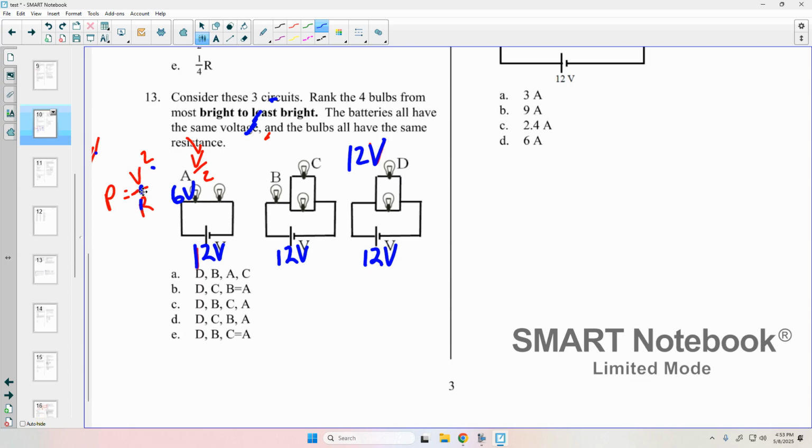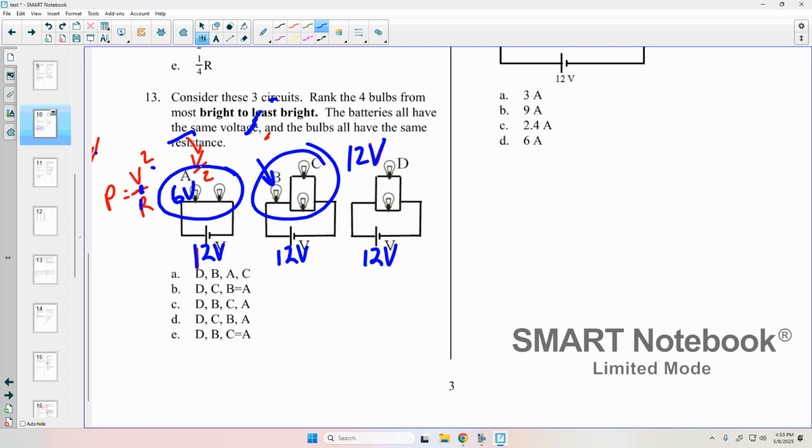I know that this total circuit has a resistance that's less than this circuit. How do I know that that's true? How do I know that the resistance of the second circuit has a lower resistance than the first circuit? Parallel reduces the resistance. Right. So when I add 2 resistors in parallel, the resistance goes down.